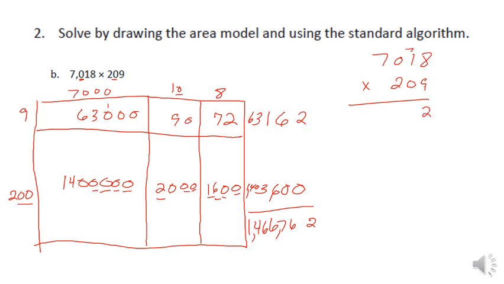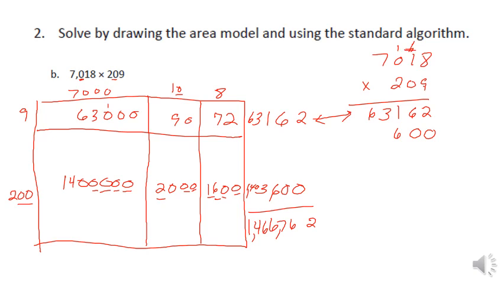9 times 8 is 72, carry our 7. 9 times 1 is 9, plus 7 is 16, carry our 1. 9 times 0 is 0 plus 1. 9 times 7 is 63. And here you can see both partial products are the same. Now we know we don't show zeros in area model, so we're not going to put that in here. And then in order to multiply by 200, we're going to have to put 2 placeholders in there.